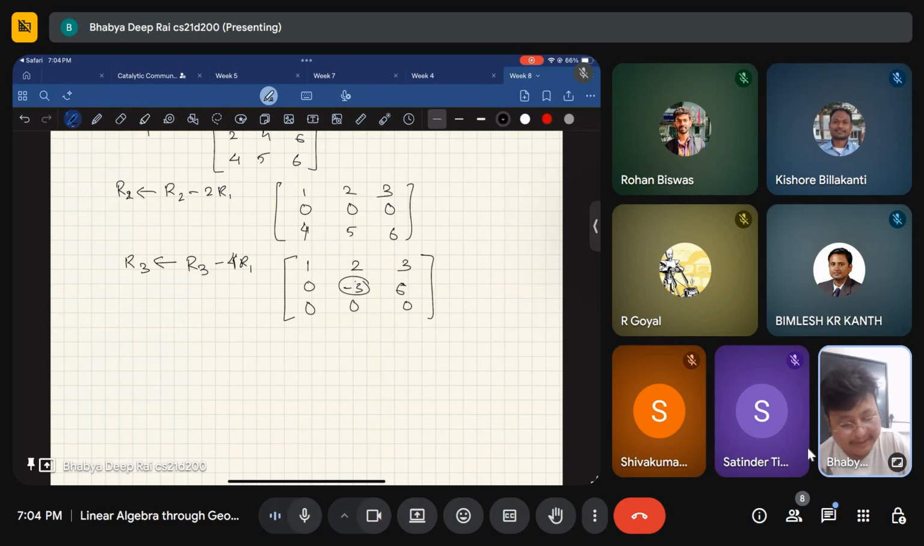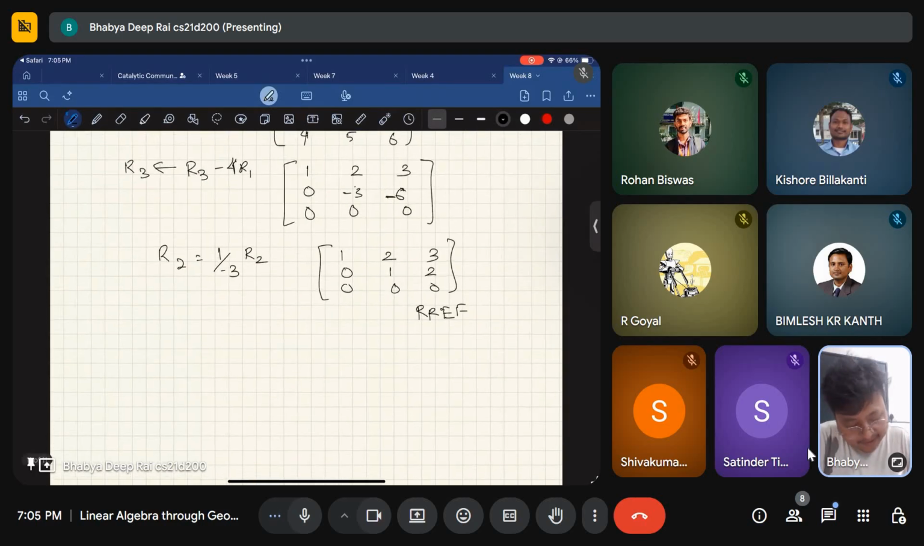Now I'll make this into 1. So what I'll do is R2 equals 1 by, oh, this is minus 6, no? Yeah, okay, 1 by minus 3 of R2. So what do I get? 1 2 3, 0 1 2, 0 0. Now it is in reduced row echelon form.